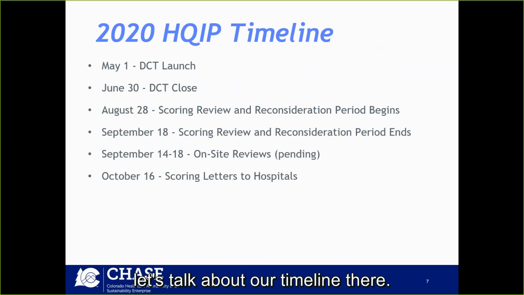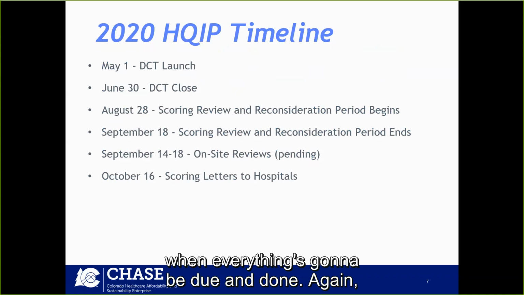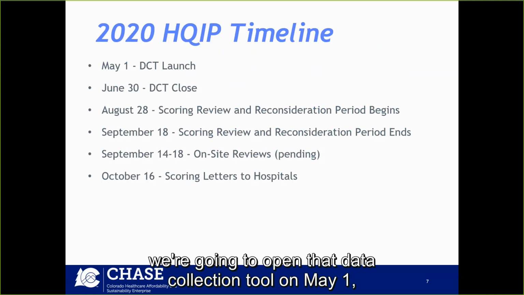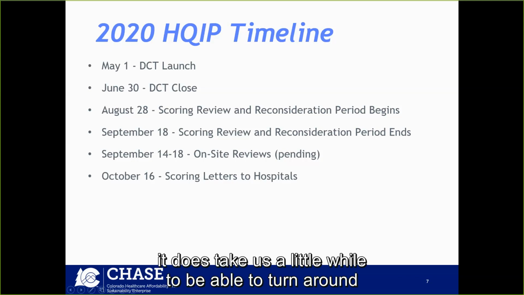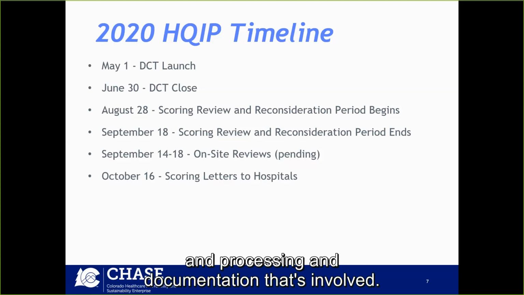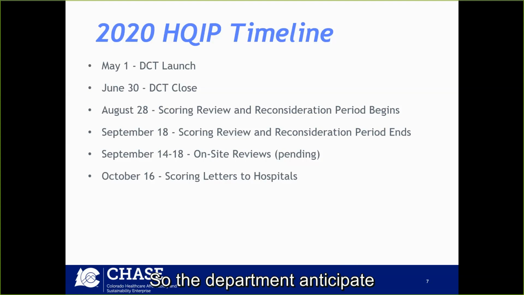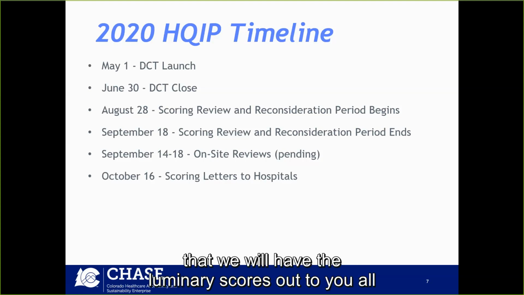I don't know if we have another slide there before we hit our next section. Yep, let's talk about our timeline. So what does this all mean? Let's talk through the whole timeline of when everything's going to be due and done. Again, we're going to open that data collection tool on May 1st, but that will not close until June 30th. That's 60 days for you to complete the data collection tool. At that point, it does take us a little while to turn around the scoring, considering a lot of the narrative and process things and documentation that's involved. So the department anticipates that we will have the preliminary scores out to you all by August 28th.